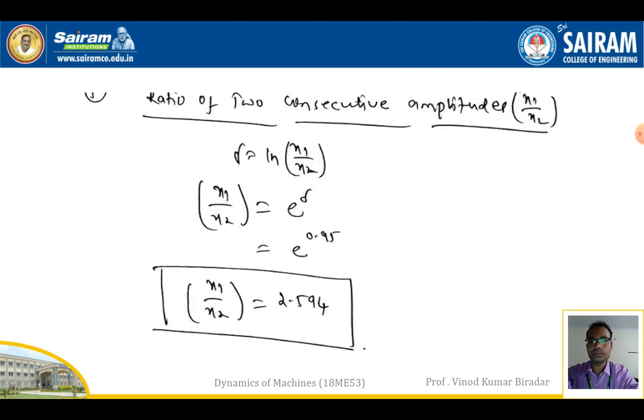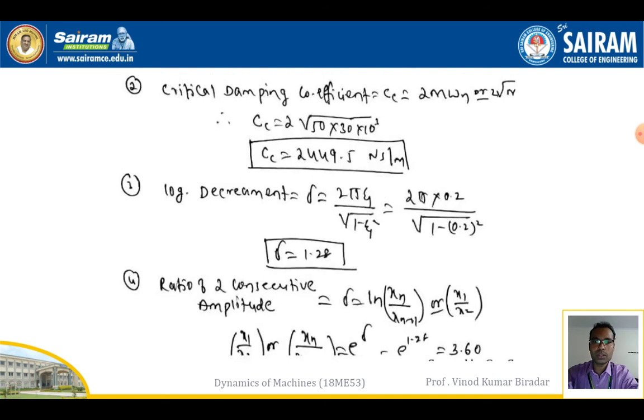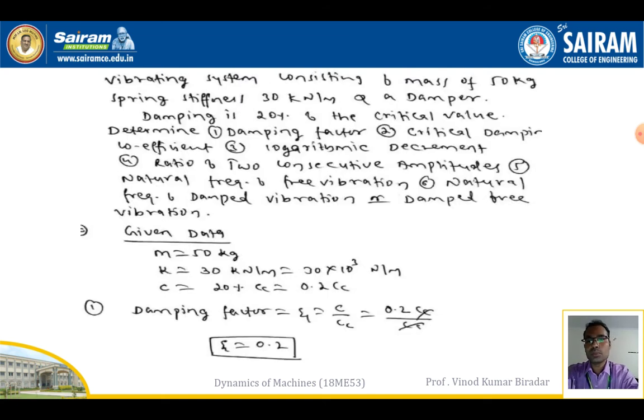Now I'm going to solve another problem, the second problem, so I will write it here. A vibrating system consists of a mass of 50 kg, spring stiffness 30 kilonewton per meter, and a damper. Damping is 20% of the critical value. You are going to determine the damping factor, critical damping coefficient, logarithmic decrement, and ratio of the two consecutive amplitudes. The fifth one is the natural frequency of the free vibration, and the sixth one is the natural frequency of the damped vibration. These are the quantities we are going to calculate with the help of the given data.